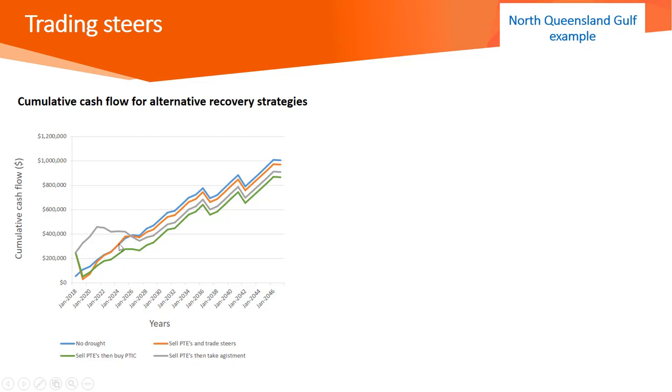And you can see it's probably better than buying PTIC cows and allowing the herd to rebuild on the basis that we haven't got price risk in there. And it does eventually give you a better cash flow over time as your herd rebuilds than that adjustment. So that's the low risk. This has got more risk associated with it, but it may be more profitable.